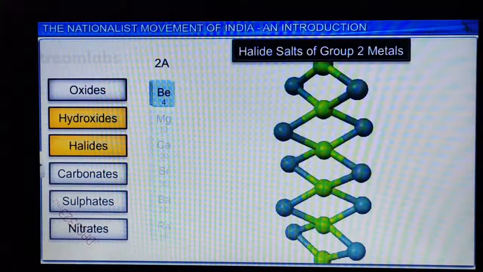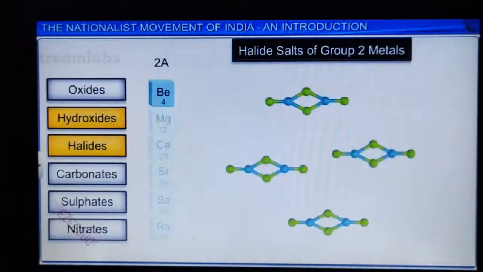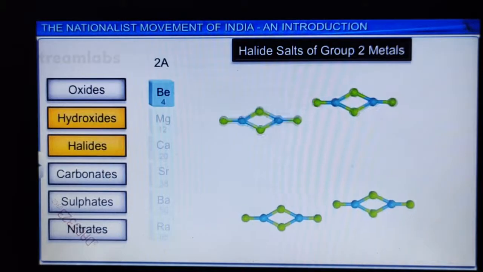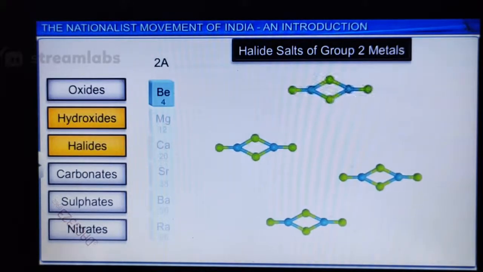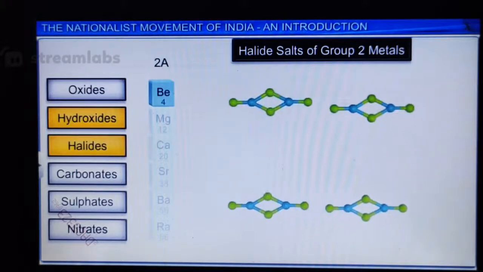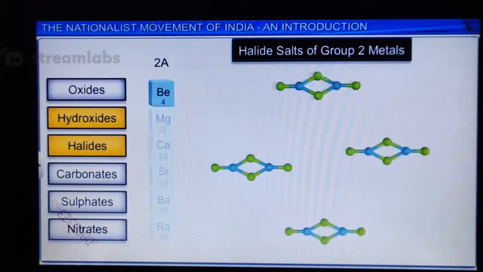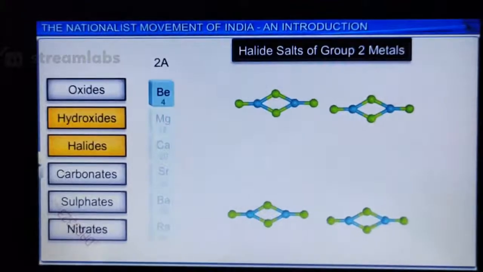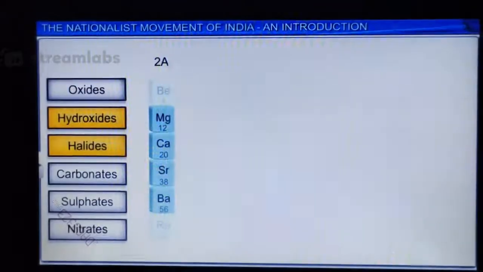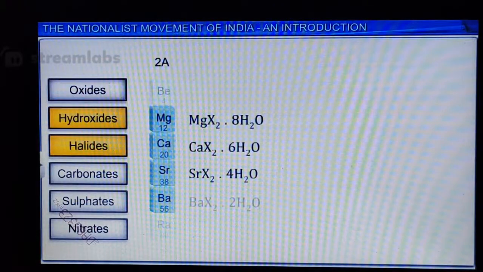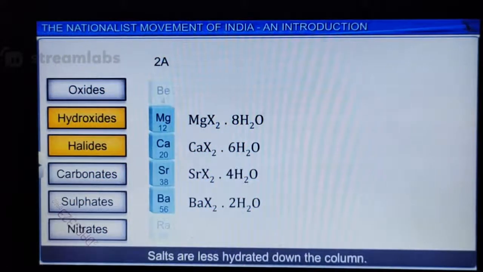Beryllium chloride actually has a chain structure. However, if I talk about the other chlorides, they are not showing this chain structure, and it forms a dimer, meaning two molecules associated with each other, exactly similar to aluminium. So that is why its diagonal relationship with aluminium fits very well.